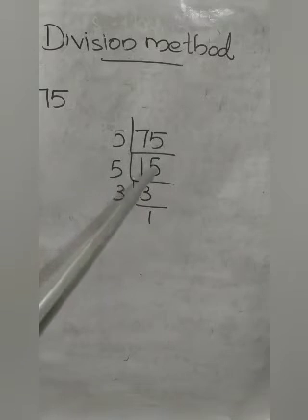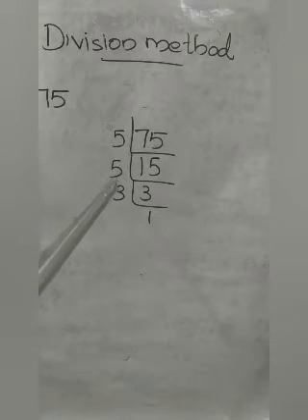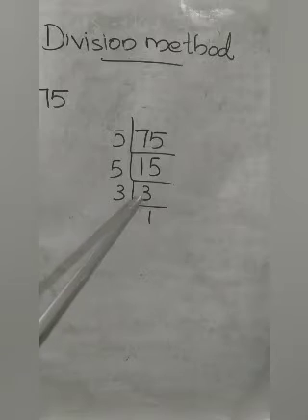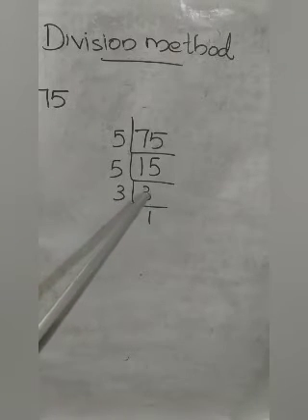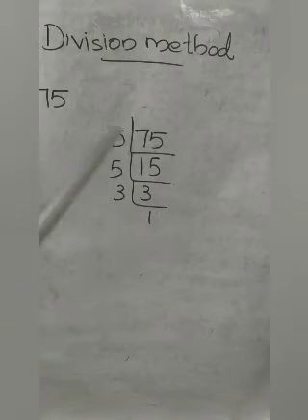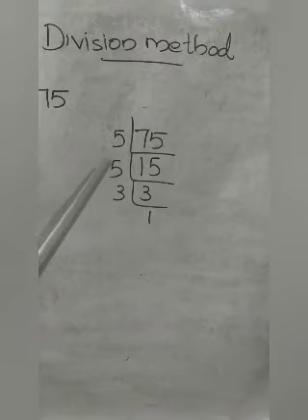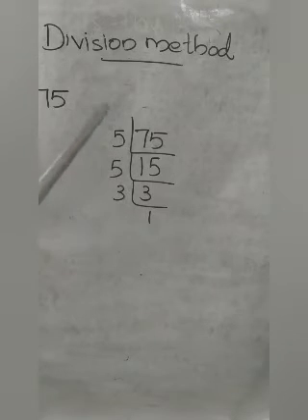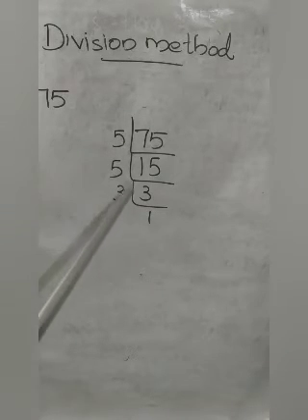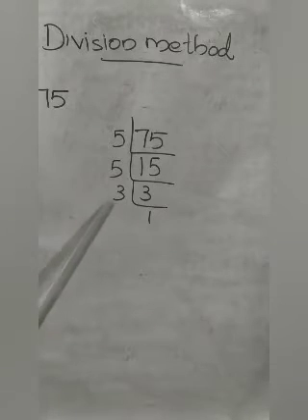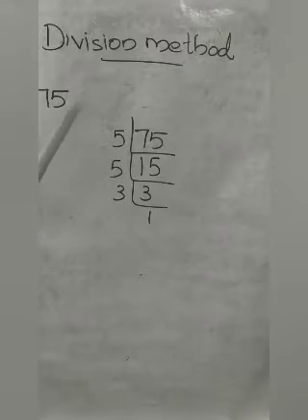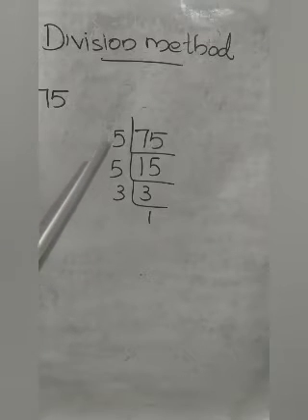Again 15 is divisible by 5. So I used 5 here. 5 in 15 how many times? 3 times. So 3. Here 3 comes, which means it's a prime number, so the only factor is 3 itself. 3 in 3, 1. So what is the prime factorization of 75? 5 into 5 into 3. After factorization, just confirm that all the numbers you used here are prime numbers. 5 is a prime number, 3 is also a prime number. So the prime factorization of 75 is 5 into 5 into 3.